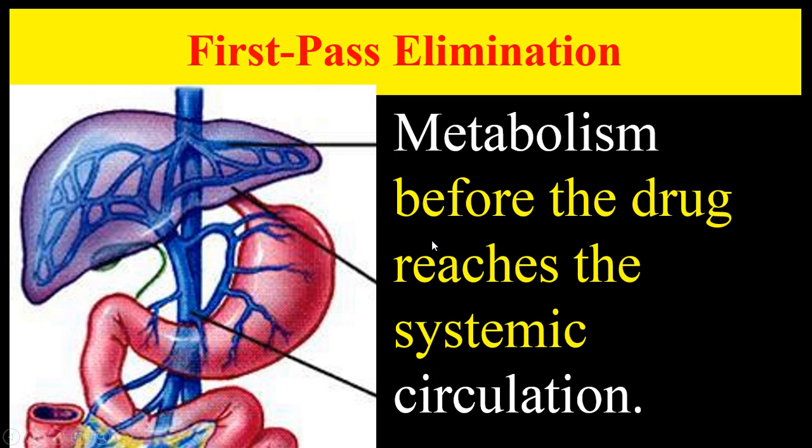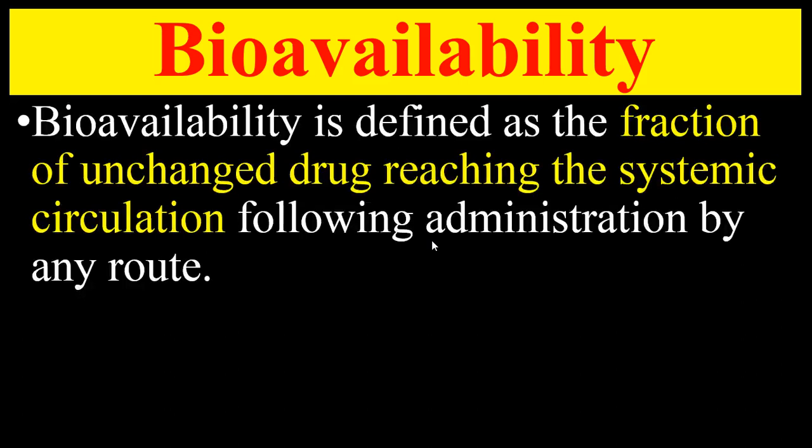So what is bioavailability then? Bioavailability is defined as the fraction of unchanged drug that reaches the systemic circulation. Why might the unchanged drug not reach the systemic circulation? Because 100% absorption may not be there. Again, there might be metabolism or destruction on the way. So the fraction of unchanged drug reaching the systemic circulation following administration by any route is bioavailability.